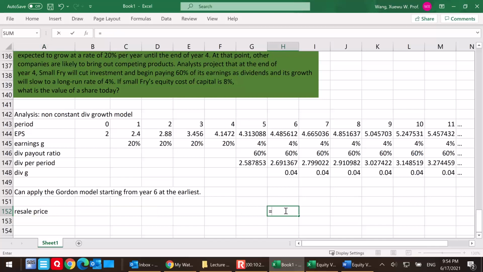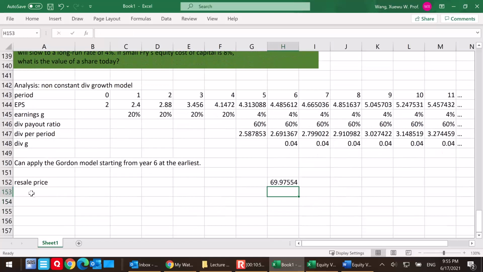All right, and I can look at the year 6 resale price, and remember the Gordon model is forward-looking, so I have to look at the year 7 dividend and divide that by R, which is the company's equity cost of capital, which is 8%, minus G. Well, the G is well defined in this case. It's actually 4%. Okay. All right. So that will get me the stock price in year 6. All right. So now the timeline is finite.